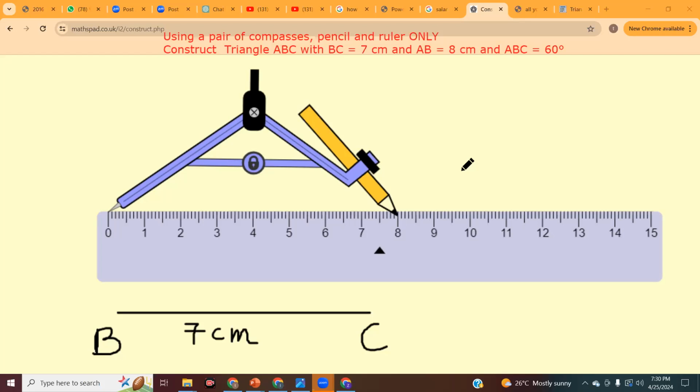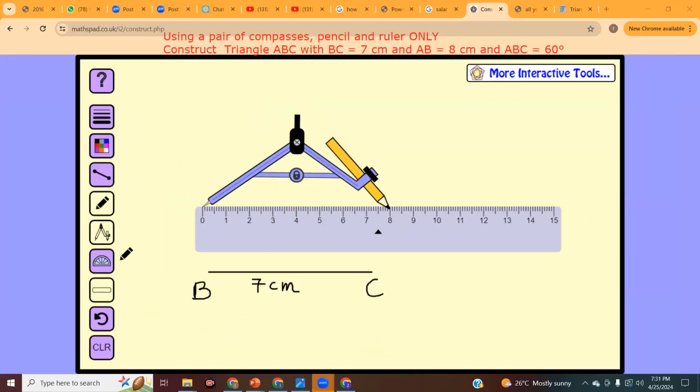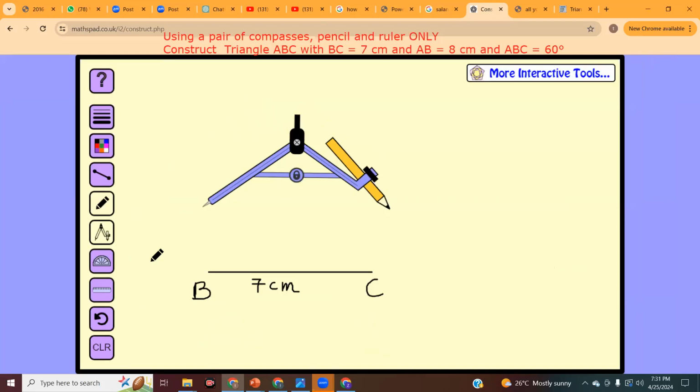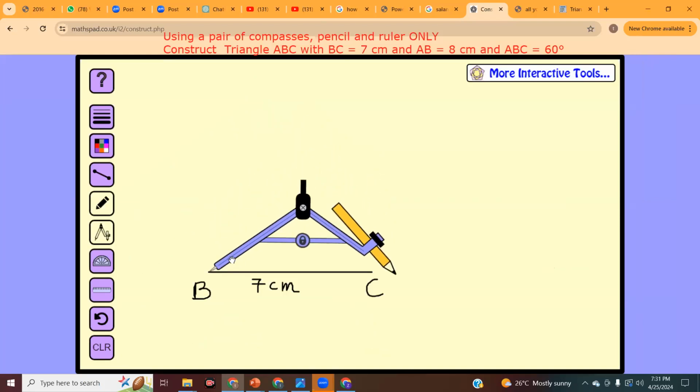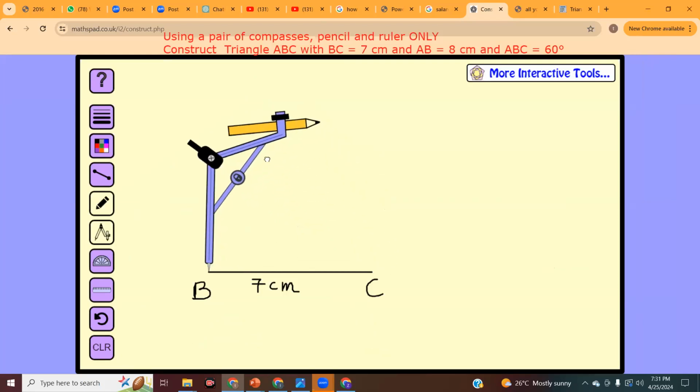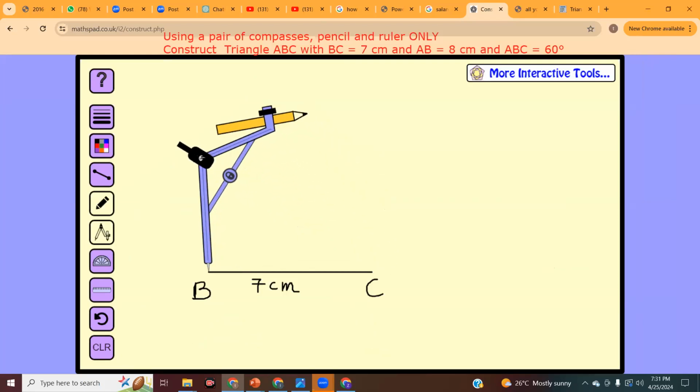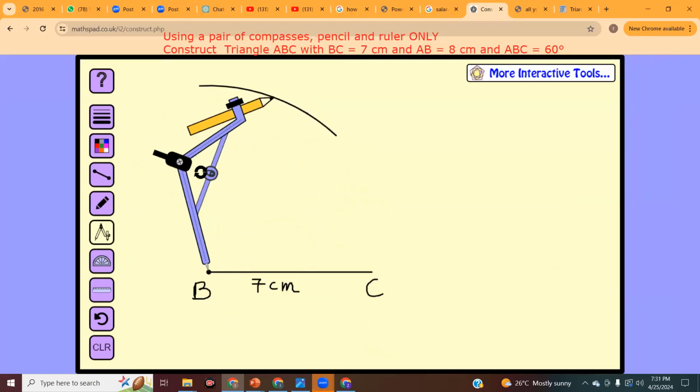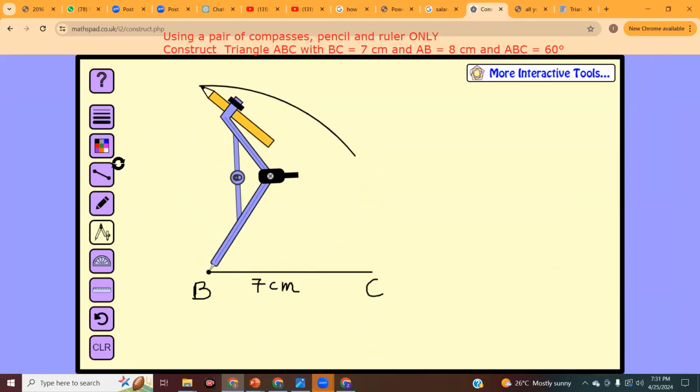And so we go from 0 to 8 centimeters, and that's what AB is supposed to be. Bria, do you see the 8 centimeters that we have? Yes, sir. Now, what are we going to do with this 8 centimeters? Where are we going to put our point? You have to put it at B. Very good. And then we draw an arc that extends in this direction. So we draw an arc at B.